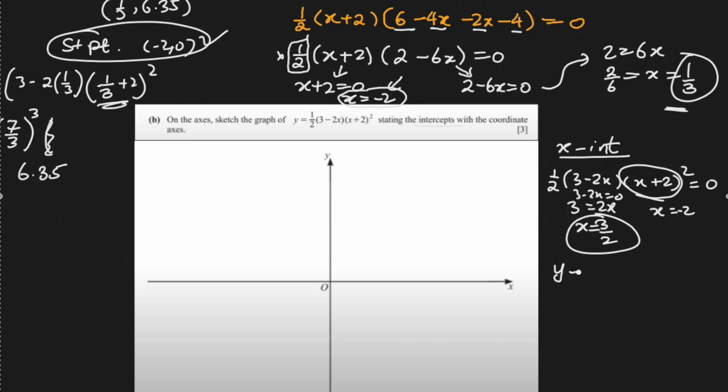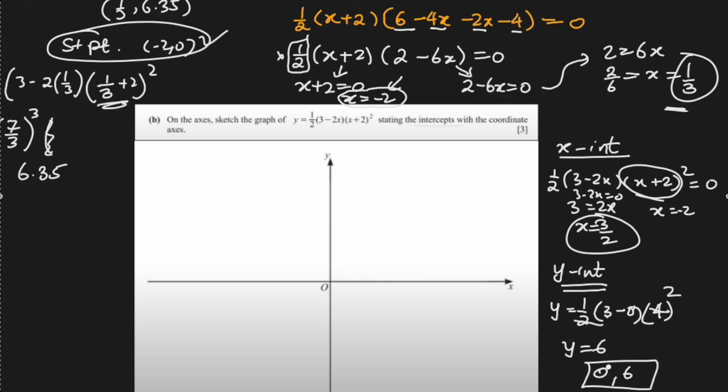What about y-intercept? For y-intercept, x will be 0 in the main equation, this one. So y equal to half 3 minus 2 times 0? 0. What about the other one? 0 plus 2. 2 square is 4. So it becomes, okay, this can cancel here. So 3 times 2, 6. Y equal to 6. So 0, 6 is your y-intercept. We got 2 x-intercept, 1 y-intercept, and 2 stationary points. I think we are ready for our graph.